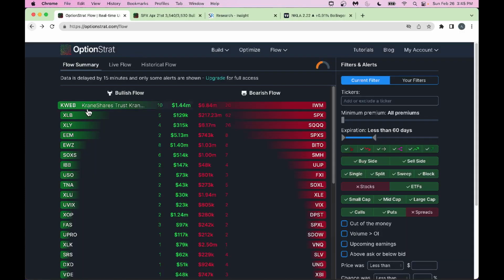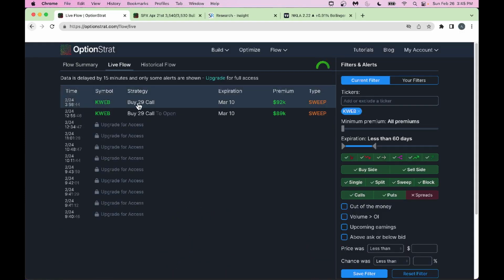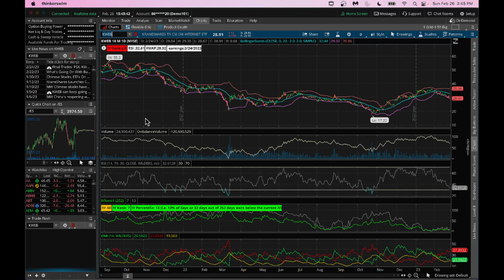Look, folks are buying KWeb here. If I click on it, look, they're buying the 29 call, buying the 29 call again. So what you could do is go back here and look at the 29. It's somewhere here. They're thinking it will go higher. And what I would do in this scenario is I would basically buy a little bit lower. Right now the stock is 28. I would probably buy a 25 and 30 call spread here.